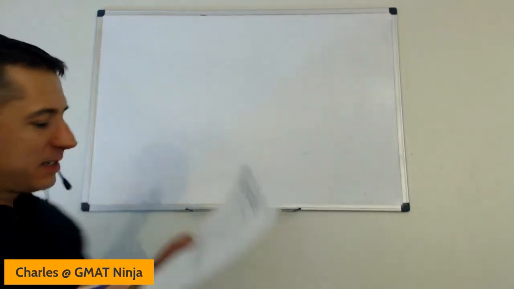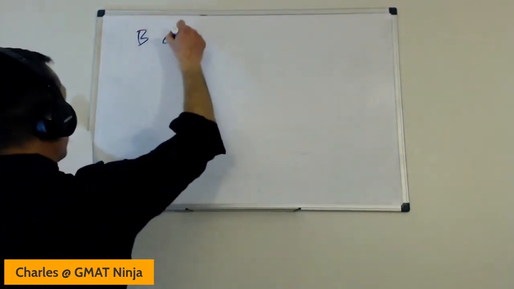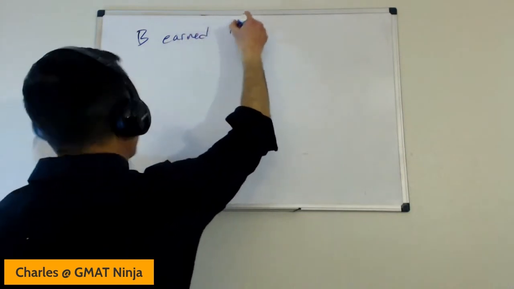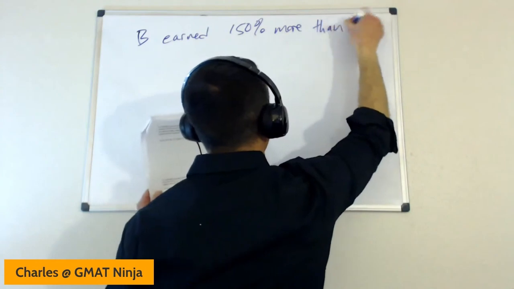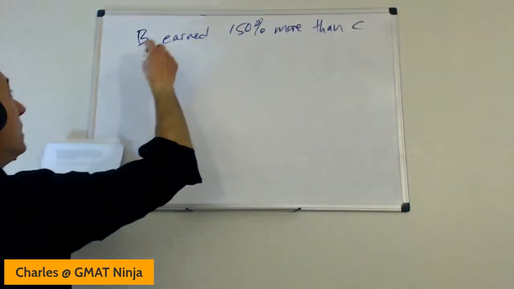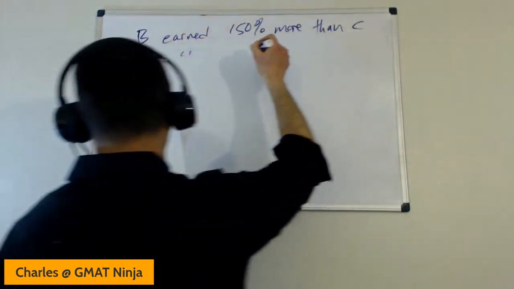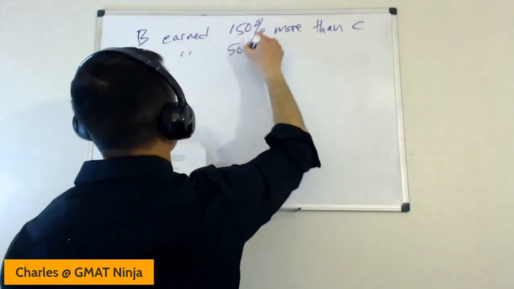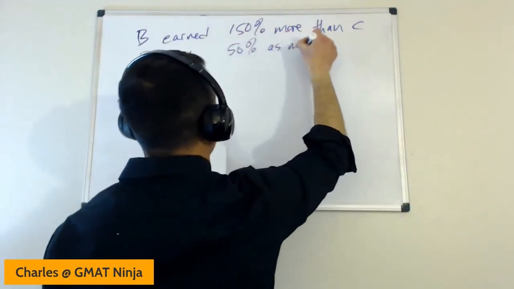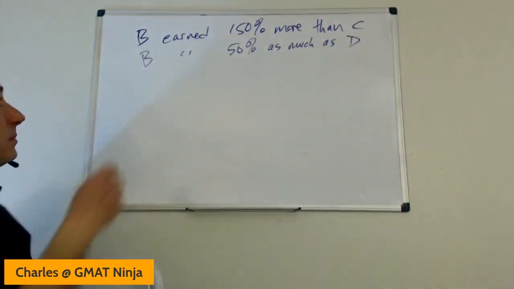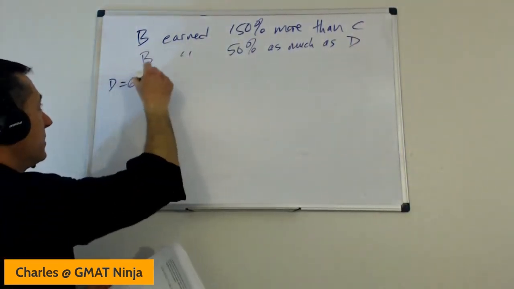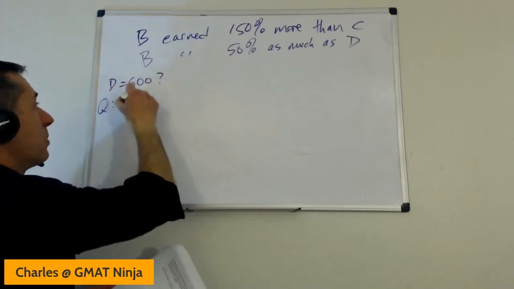Last one. Last week, Buñuel earned 150% more than Chuck. Buñuel earned 50% as much as Doug. Doug earned 600. And my question is, I want to know what's the sum of all of them.